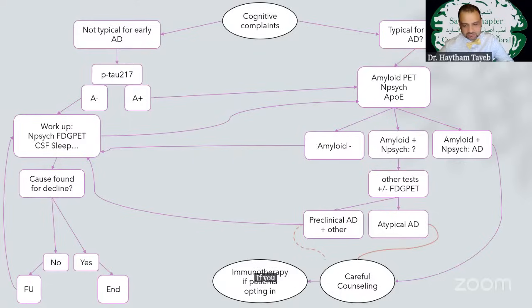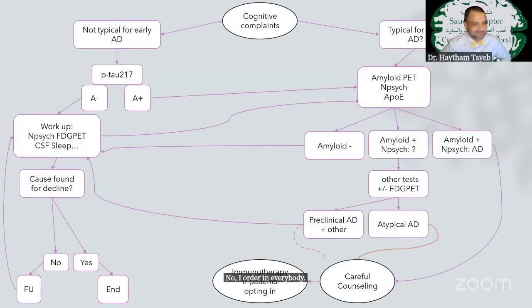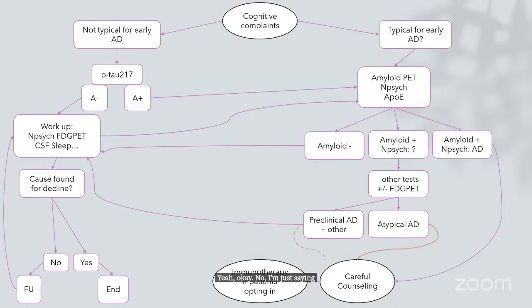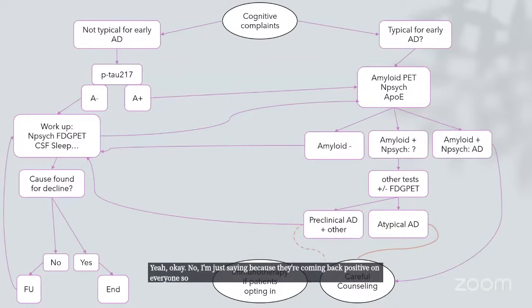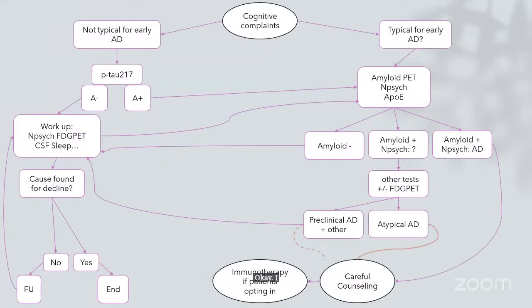Dr. Najib, what's your workflow? Dr. Ra'a. Sorry, I was on a call, but I had a question for you, Sarah. Is your p-tau 217 donated by the monoclonal antibody companies? Are they paying for it? Not yet, no. I order them for everybody. I'm just wondering, because they're coming back positive on everyone. I think it's coming back at 90% positive. I think it's the selection of being in a memory clinic for sure. Yeah, for sure.